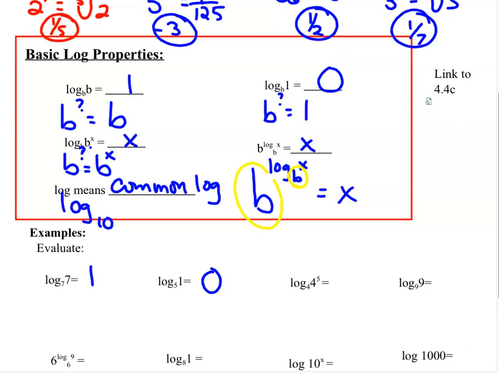Log base 4 of 4 to the 5th power. Our answer is our power, right? 4 to what power gets us 4 to the 5th? Our answer would be a 5. All right, so I'm going to pause the video. I want you guys to try the last few.